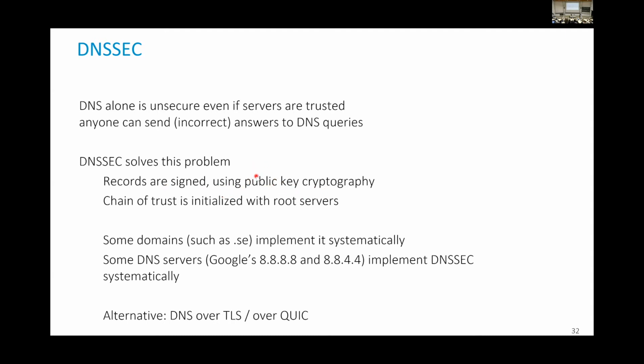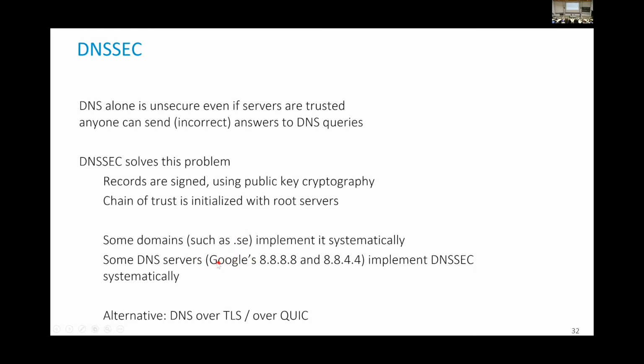And now the root servers are the ones that initialize the chain of trust. That means if you sign a record from the Epfl server, you will sign it with the Epfl key, and the Epfl key itself is authenticated with a certificate that is signed by one of the keys of the root servers.